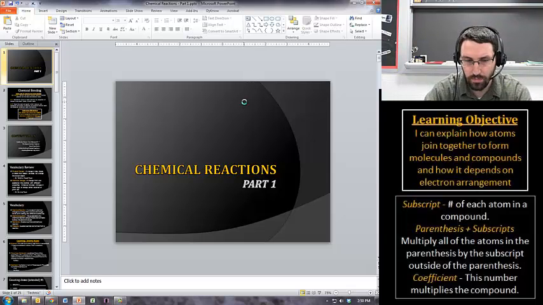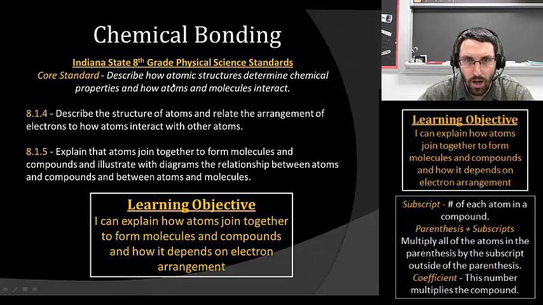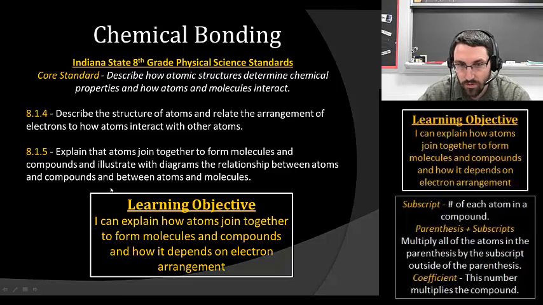This video is going to be the Chemical Reactions Part 1 video. The learning objective, the standards are 8.1.4 and 8.1.5. The main goal of this video is to help further in explaining how atoms join together forming molecules and compounds and how that depends on the electron arrangement.